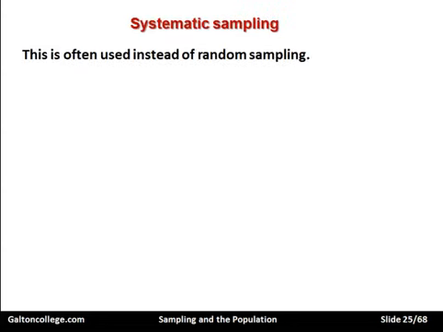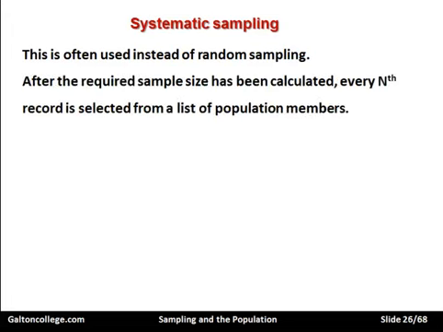Systematic sampling, it's often used instead of random sampling. After the required sample size has been calculated, then every nth record is recorded from a list of the population members. So every nth means we could count up every 10th or every 100th member of the population and interview that 100th or look at the characteristics of that 100th element.